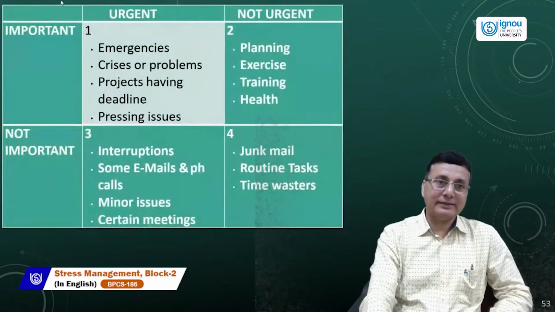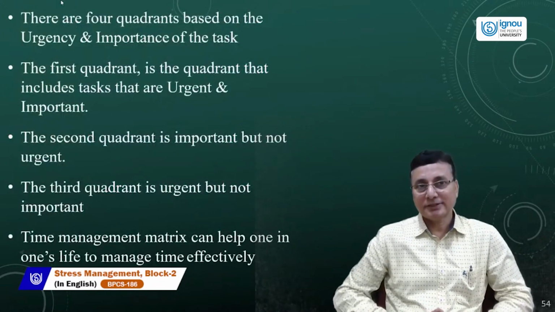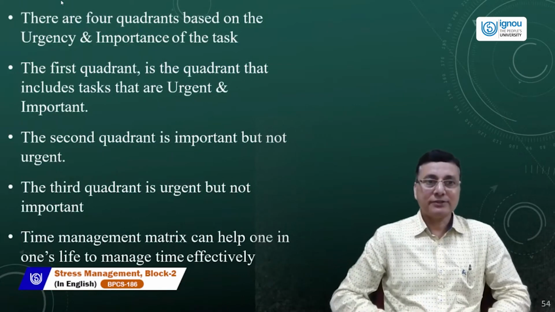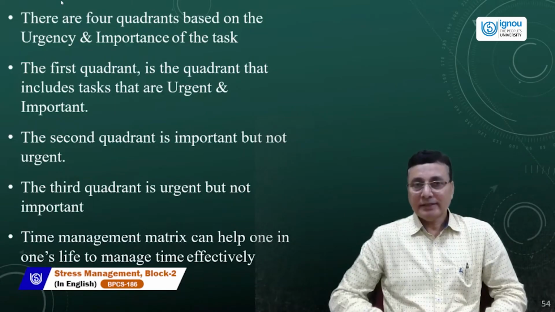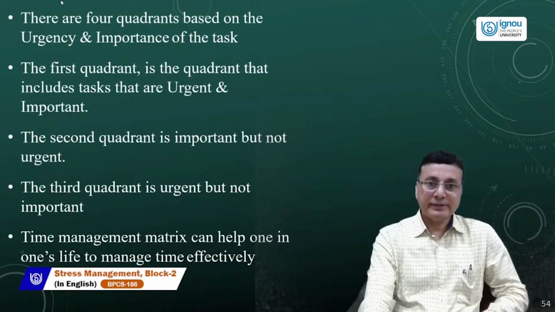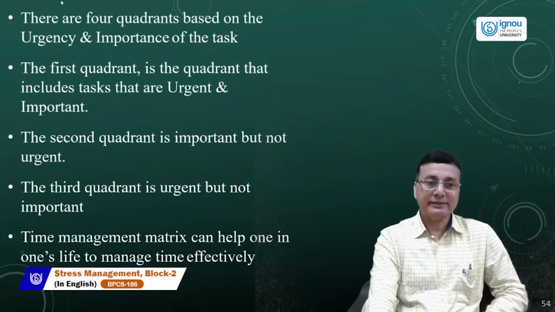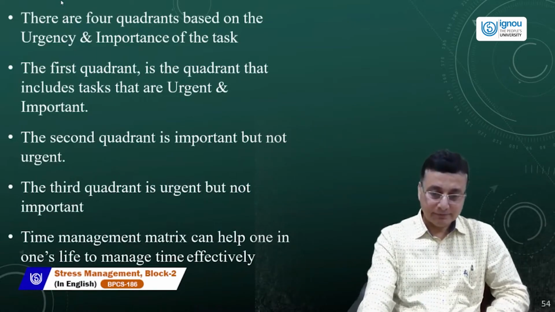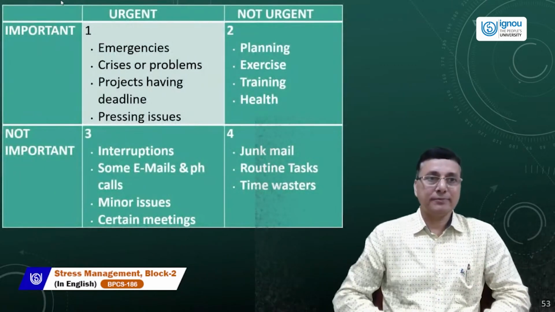So let us see the matrix. So before seeing the matrix, there are four quadrants based on the urgency and importance of the task. The first quadrant includes tasks that are urgent and important. The second quadrant is important but not urgent. The third quadrant is urgent but not important. The time management matrix can help one in one's life to manage time effectively. So now we'll see this matrix.